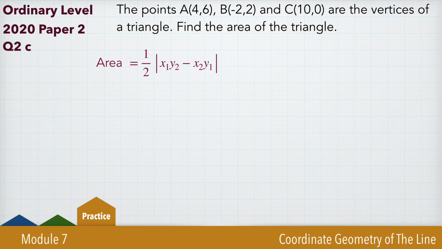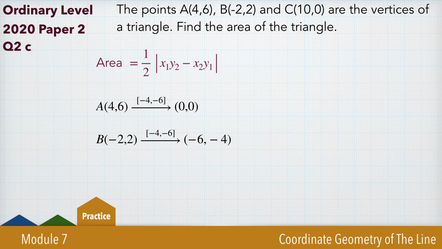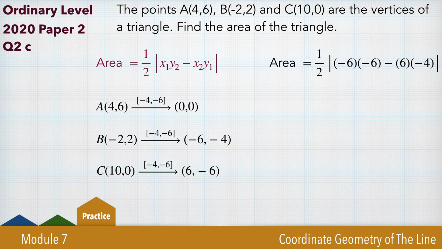We will move the point A to the origin by the translation -4 -6. We will now move the point B and C with the same translation. We can substitute the new points directly into the formula. Simplifying and removing the absolute brackets gives us an area of 30 units squared.